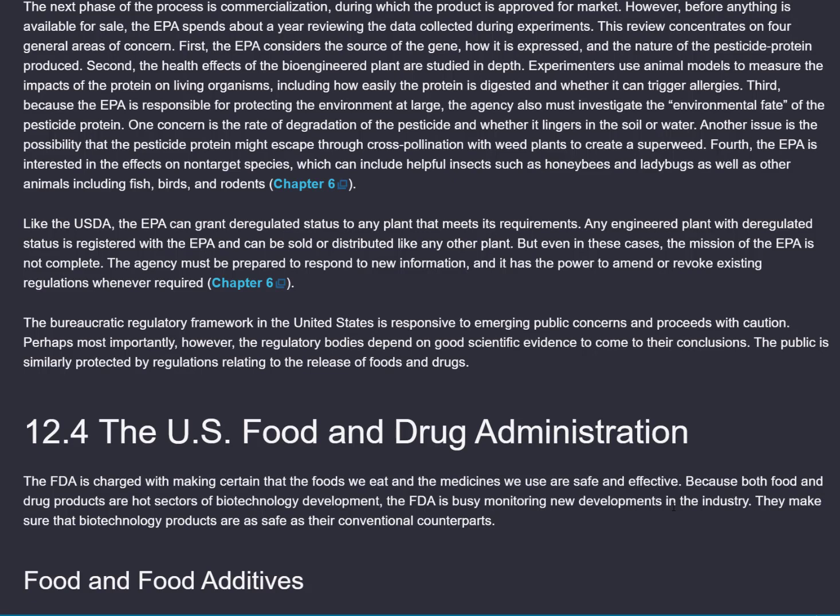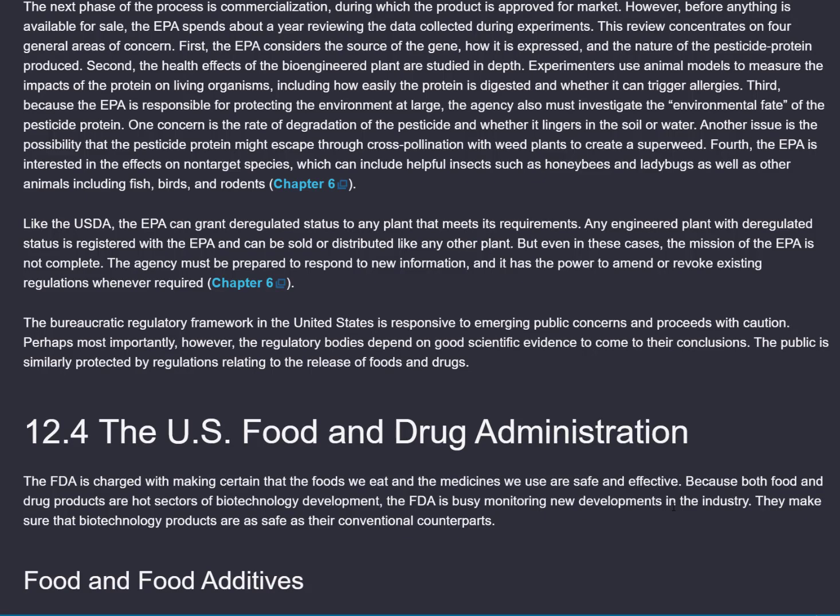Third, because the EPA is responsible for protecting the environment at large, the agency also must investigate the environmental fate of the pesticide protein. One concern is the rate of degradation of the pesticide and whether it lingers in the soil or water. Another issue is the possibility that the pesticide protein might escape through cross-pollination with weed plants to create a superweed. Fourth, the EPA is interested in the effects on non-target species, which can include helpful insects such as honeybees and ladybugs as well as other animals including fish, birds, and rodents.